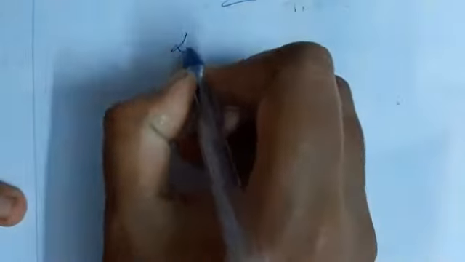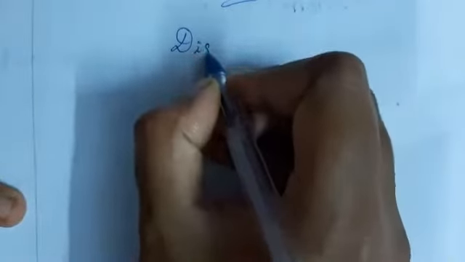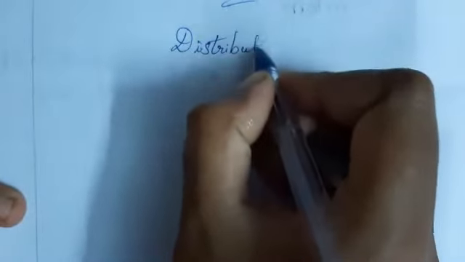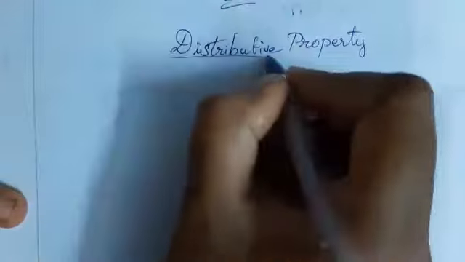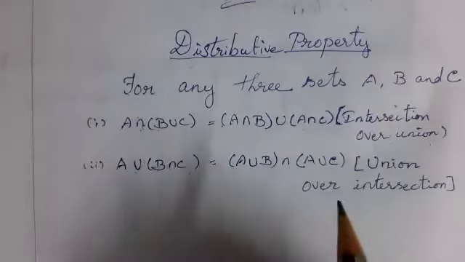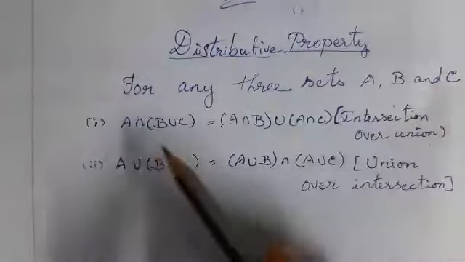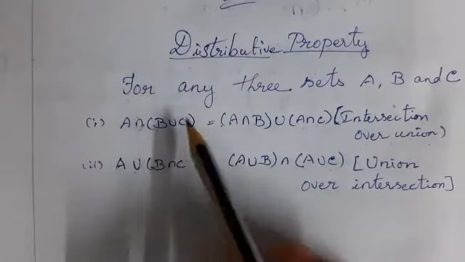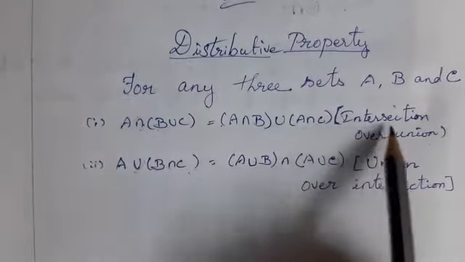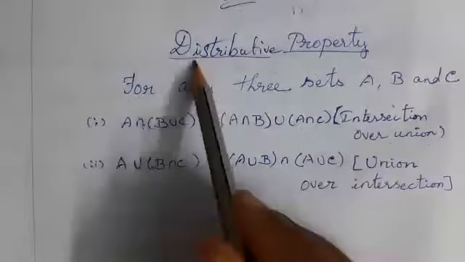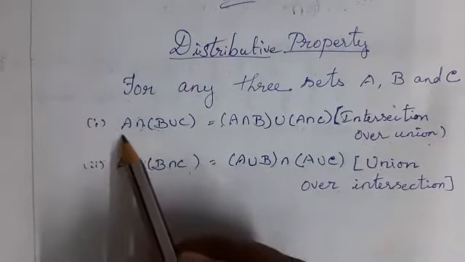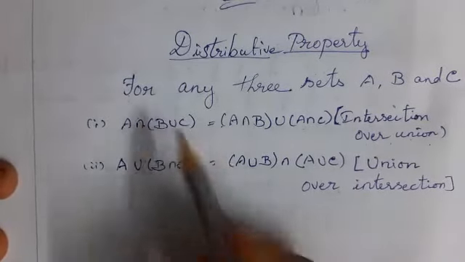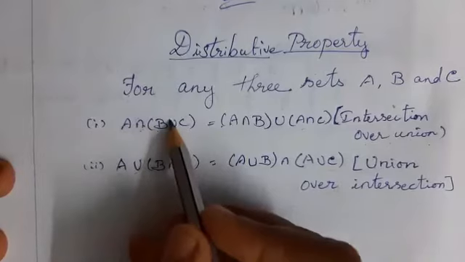Today we will see the distributive property. For any three sets A, B, C, you have two properties. One is the distributive property of intersection over union. The second one is the distributive property of union over intersection. See the first one, A intersection B union C, intersection over union.